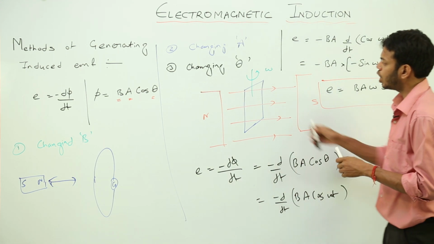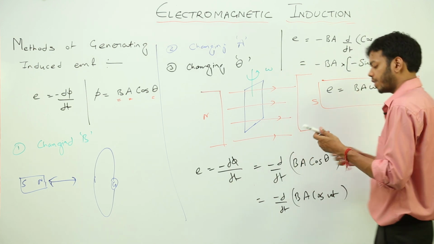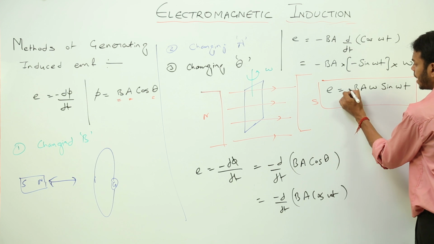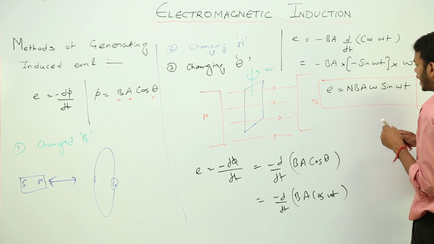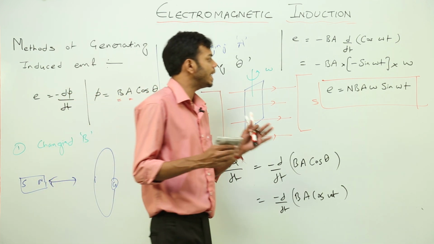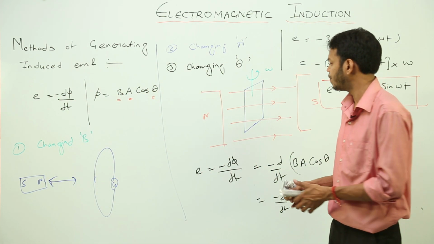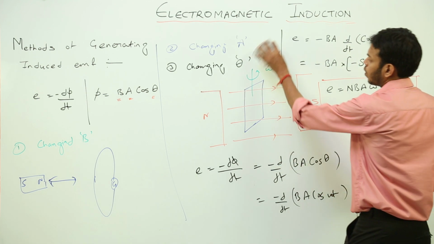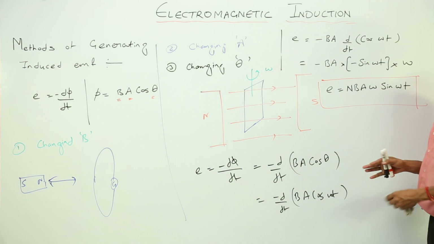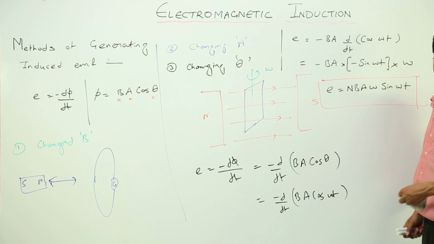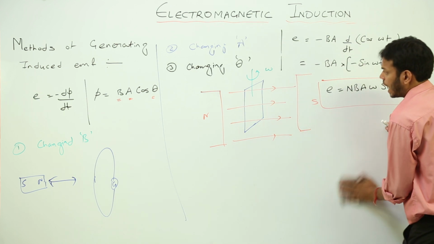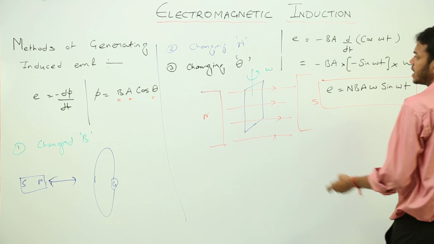If instead of one single loop I have n number of turns, n number of loops, the induced EMF gets multiplied n times, so n B A omega sin omega t. This is the expression for induced EMF when there is a change in orientation, that is, when you change theta. Alright, now I will continue with the same diagram. I hope you have already noted it down, or just pause the video, note it down and see how this expression can benefit us.